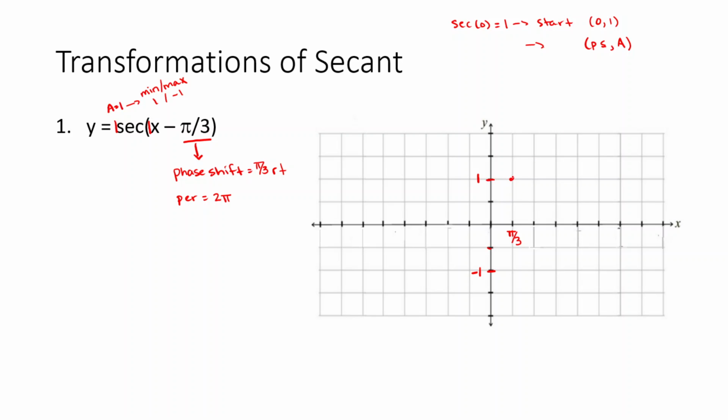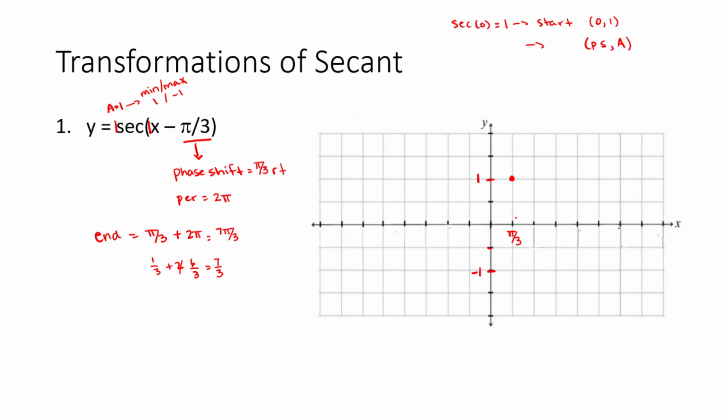Okay, so I'm going to plot a point right here. Then we find our end by taking the phase shift plus the period. Now, what we're basically doing is 1/3 plus 2. So I need a common denominator. I'm going to make the 2 6/3. So that makes 7/3. So this is going to be 7 pi thirds.